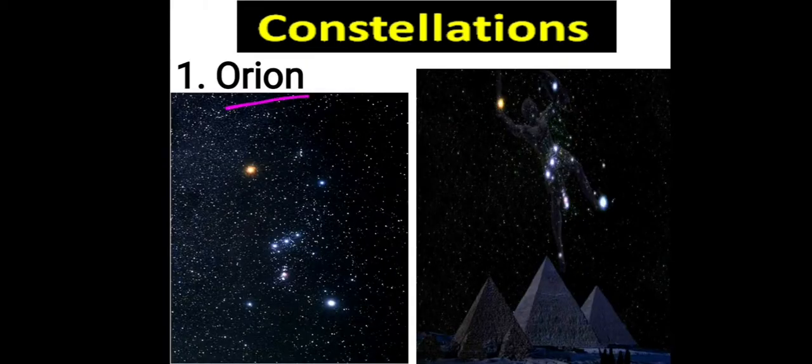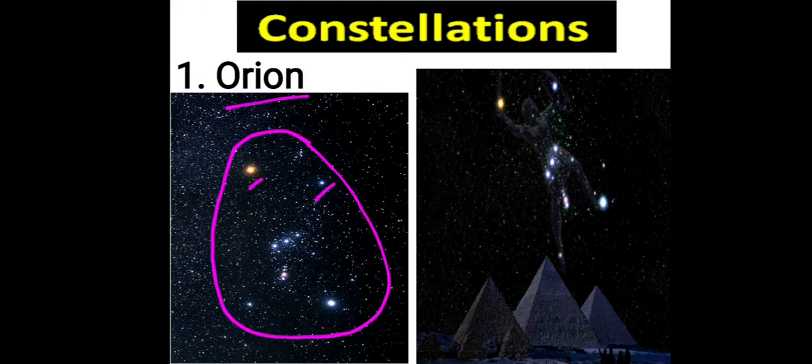And in the Philippines, we can observe Orion most of the time, most of the months, but I think it is very clear during February. This is the constellation Orion. You will see these stars here. Now, if you connect the stars, you will form a shape.